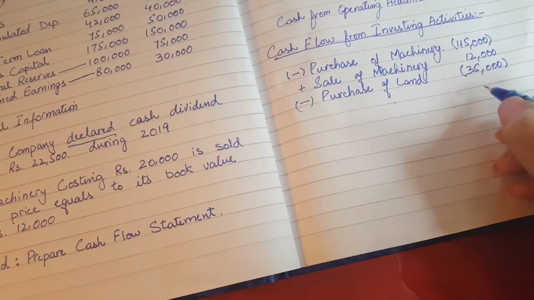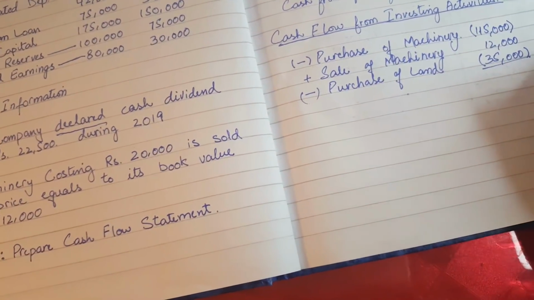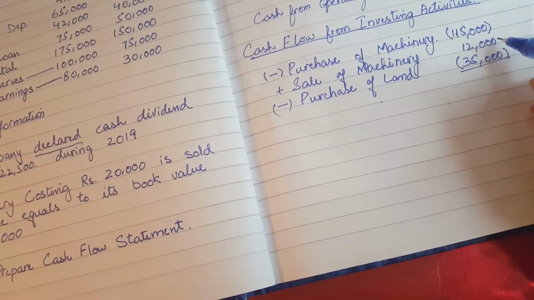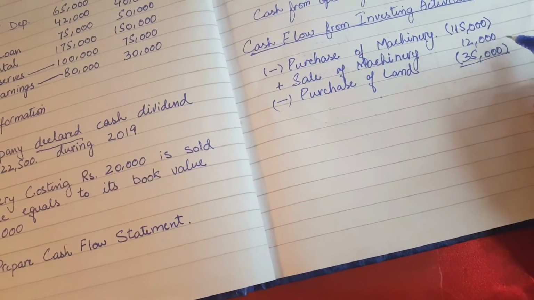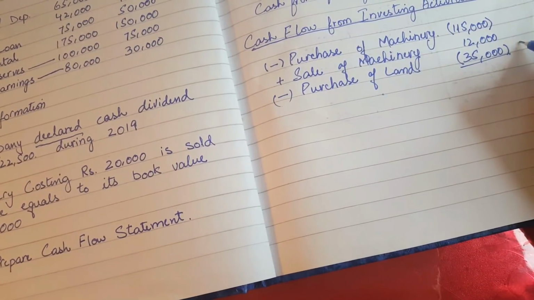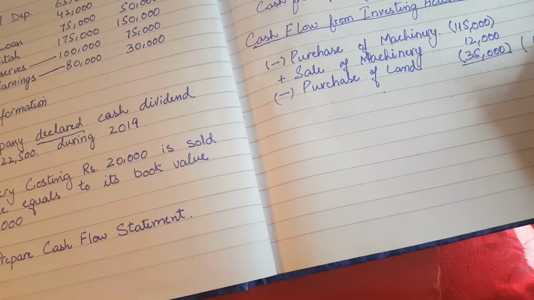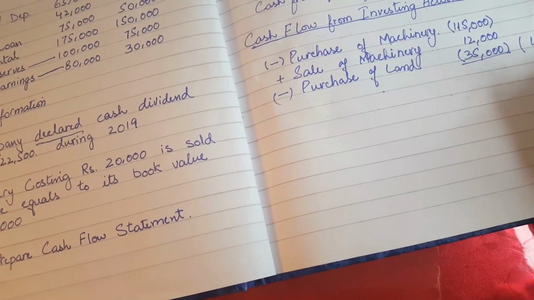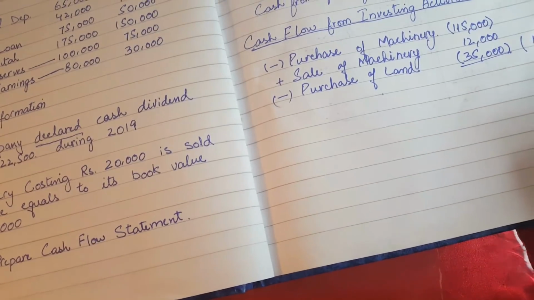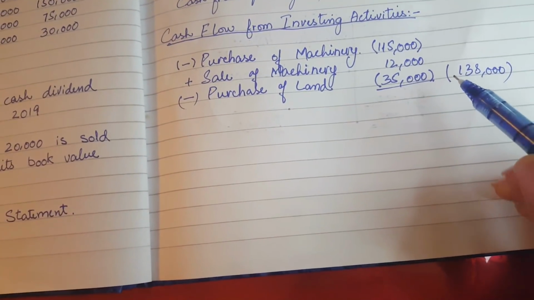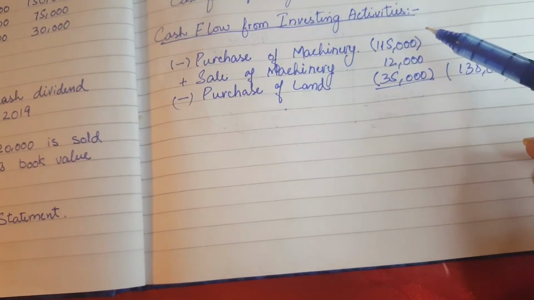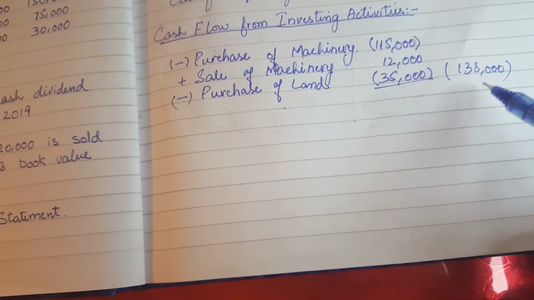So we will calculate the total. These both are negative values and this one is positive value. So the total amount will also come negative. That is 1,38,000. This is the cash flow from investing activities. Okay, this is cash outflow.